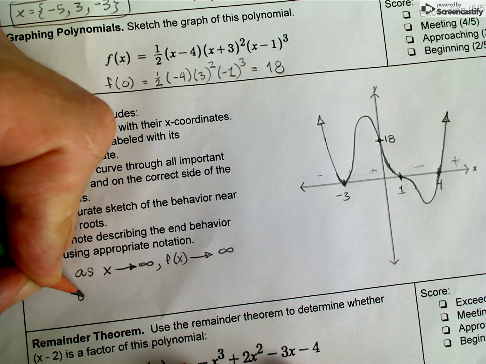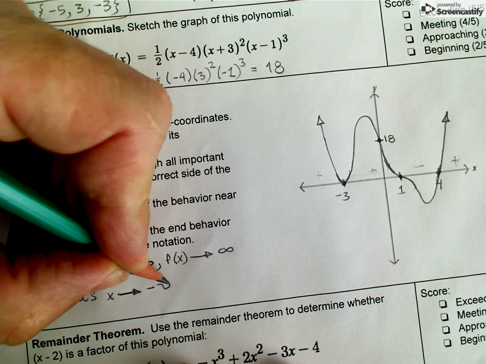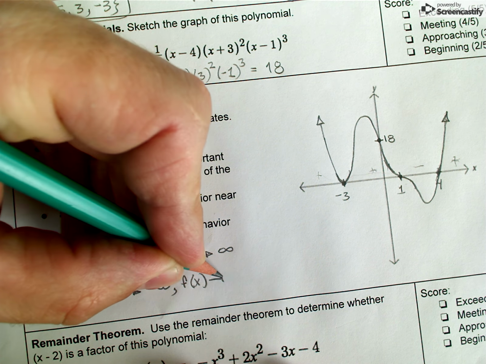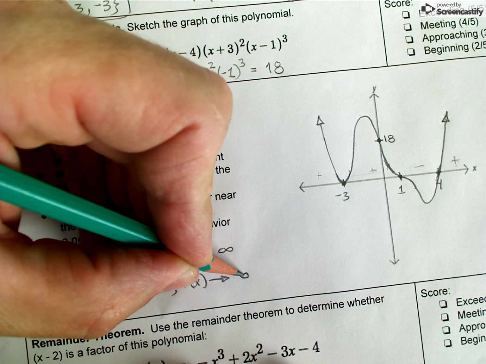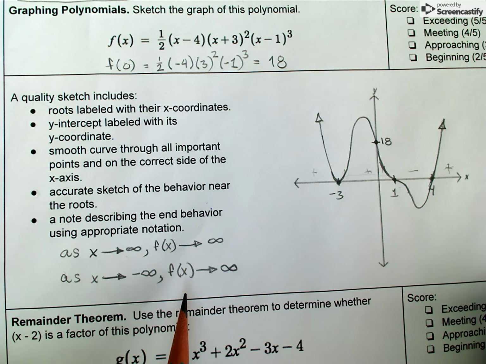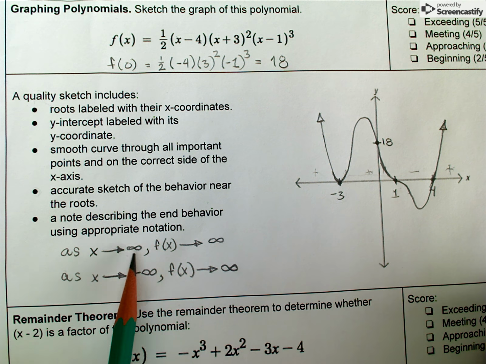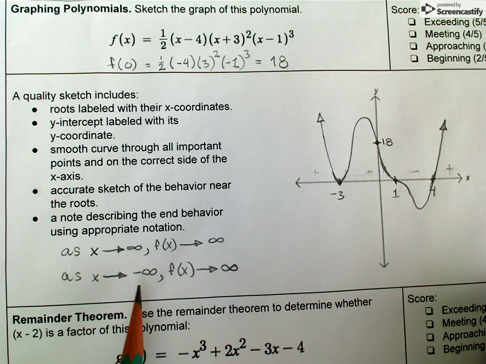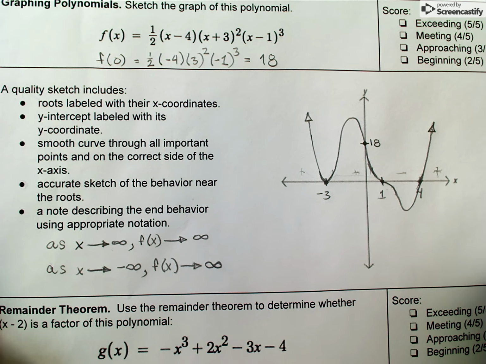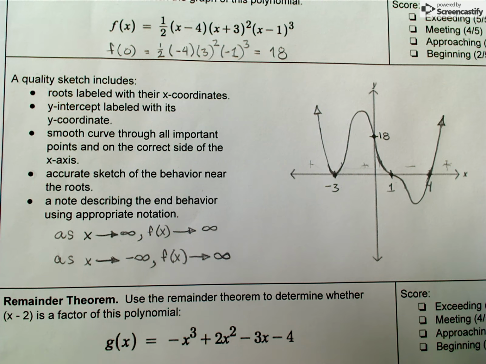I want to do the same thing for the negative side of the graph. As x approaches -infinity, f of x also approaches +infinity. Okay? So that is a nice, clear statement. No equal signs, right? Remember, we don't equal infinity, we approach infinity, and we approach -infinity. So there's a complete solution for that problem.